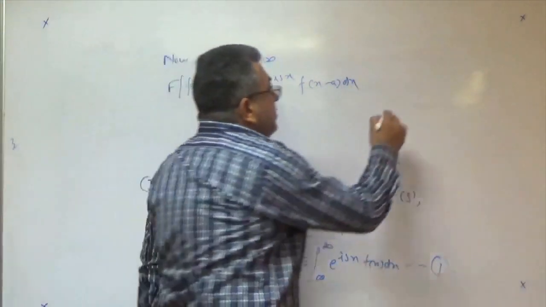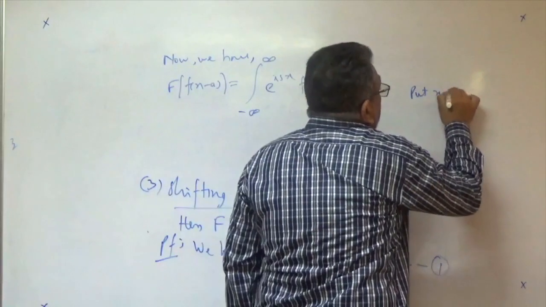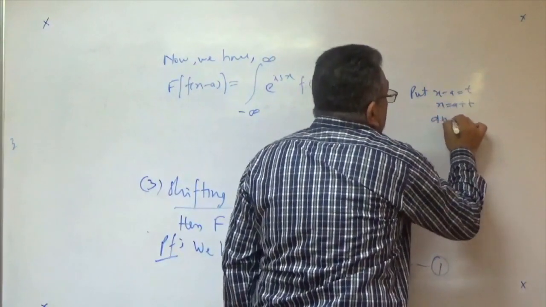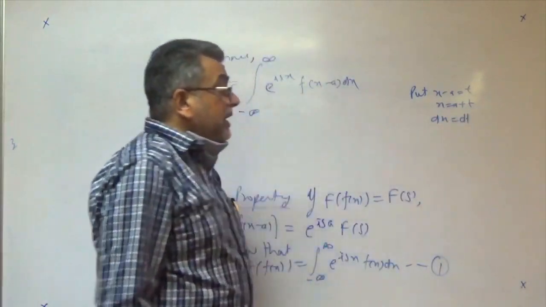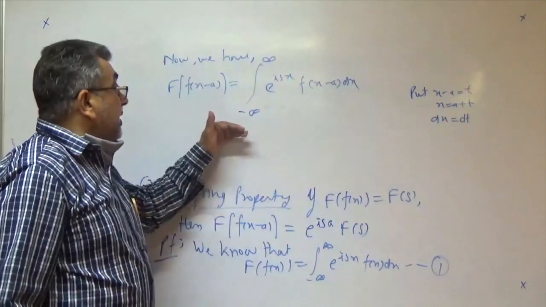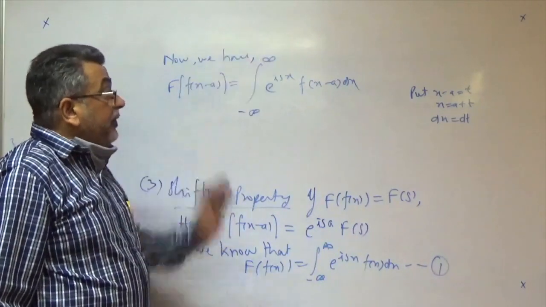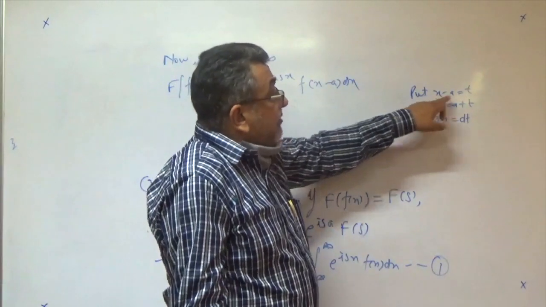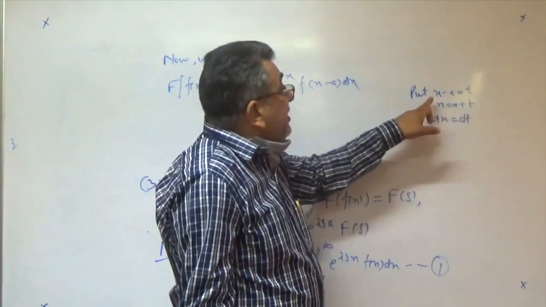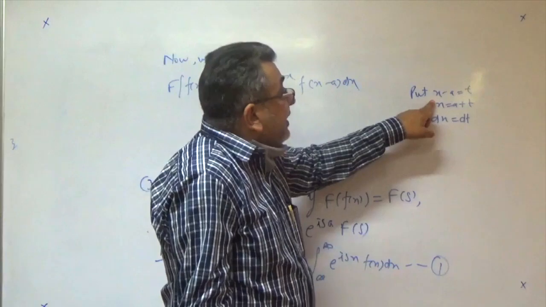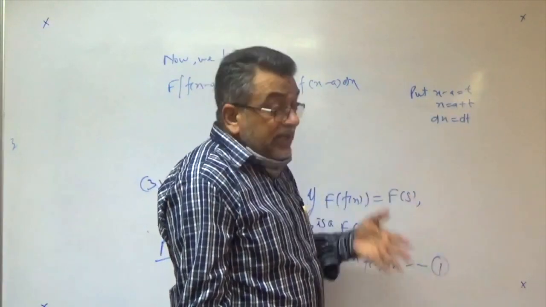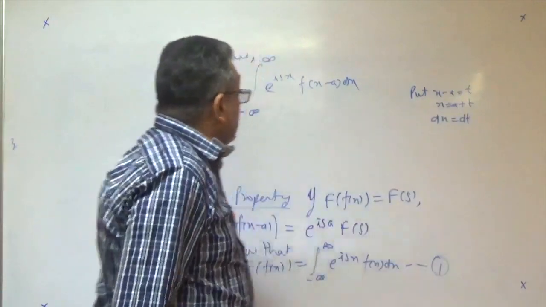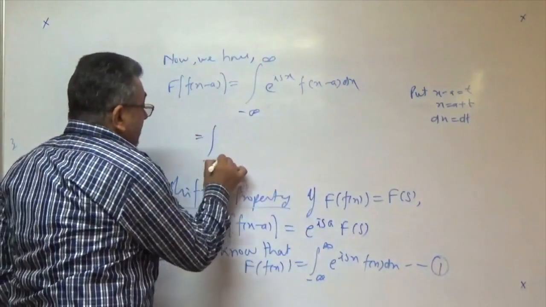Now again take the substitution. If we put x minus a equal to t, then x equals a plus t, and dx equals dt. The limits are again the same, because the limit is from minus infinity to infinity. When we take minus infinity in place of x, we get t equal to minus infinity. If we take x equal to plus infinity, then if any term is subtracted from infinity the result is again infinity, so t is infinity. So the limits will be the same.